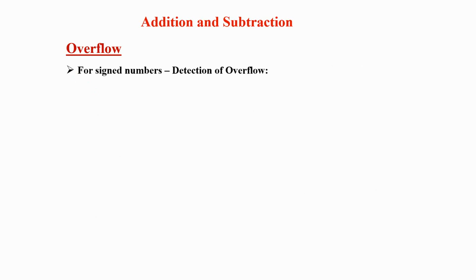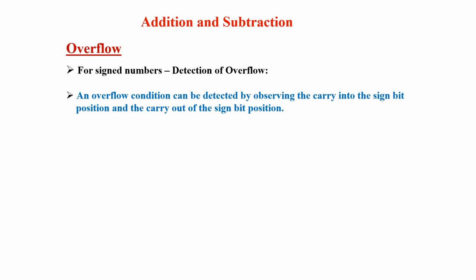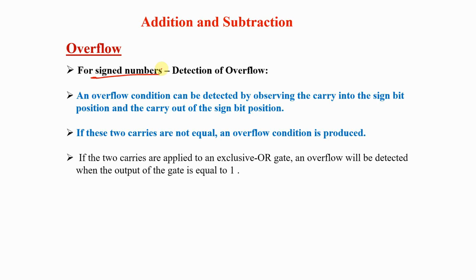For signed numbers, the detection of overflow requires the following. An overflow condition can be detected by observing the carry into the sign bit position and the carry out of the sign bit position. If these two carries are not equal, an overflow condition is produced. That means the carry input to the sign bit and the carry out of the sign bit differ. Now look at a simple example here.